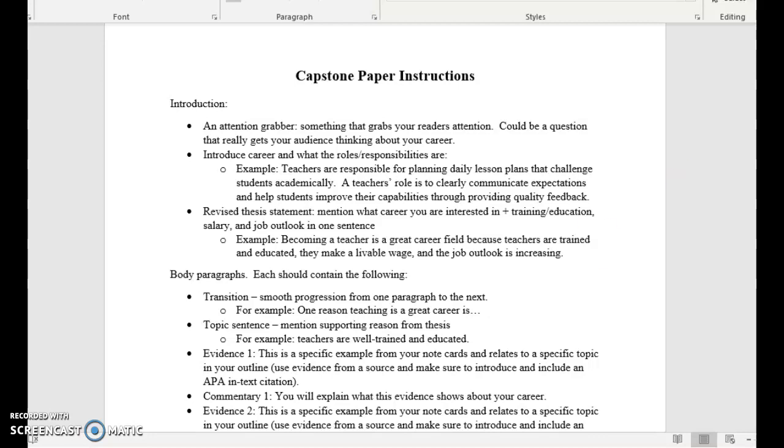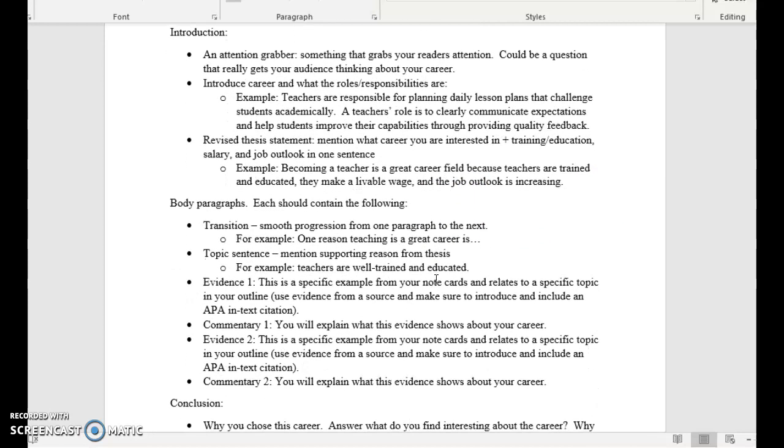Okay. All right. Next order of business is your body paragraph. So basically you'll have some kind of smooth transition. Like, one reason teaching is a great career is because, and then you can go into that they're well trained and educated. Okay. Or whatever your reason is for this paragraph. Basically, you're going to be going over the training and education, the salary, and then advantages and disadvantages, and then the job outlook, which is essentially, how many jobs are out there, right? And what specific fields are growing.